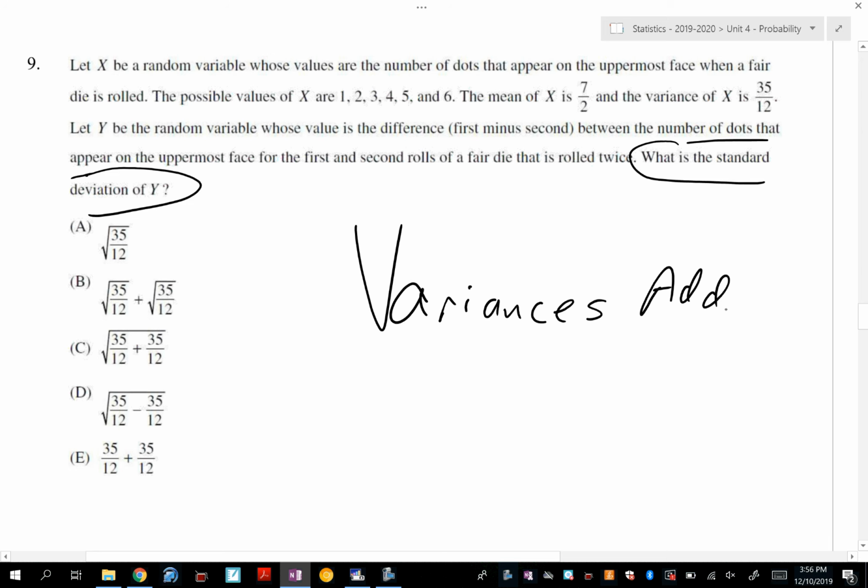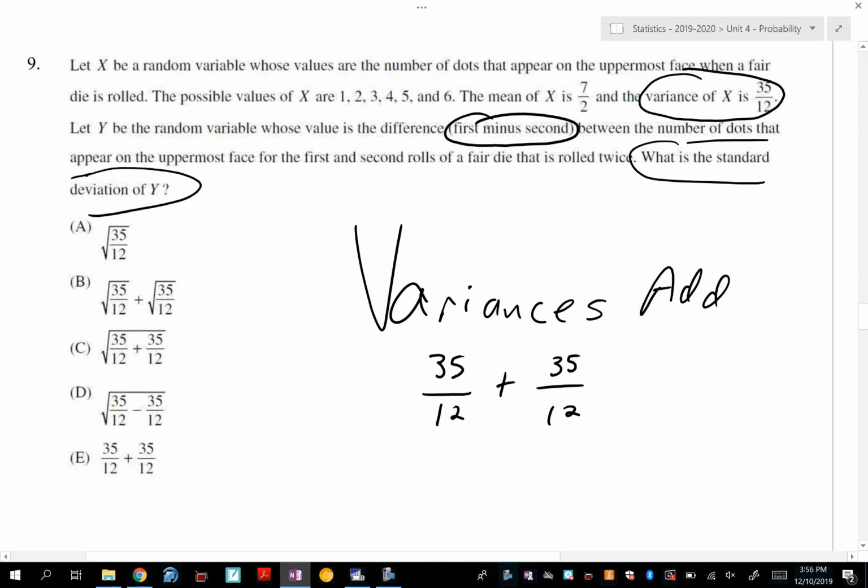So, variances add. Now, this is where they're trying to mess you up. Because what did they give you? They gave you the variance. So you're going to add 35 over 12 plus 35 over 12, right? I know it says first minus second, guys, but I don't care because variances add. All right? And then what am I going to do with that? I'm going to take the square root and look at that. That's C.